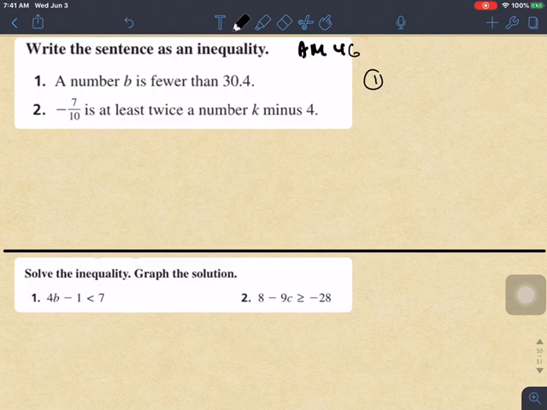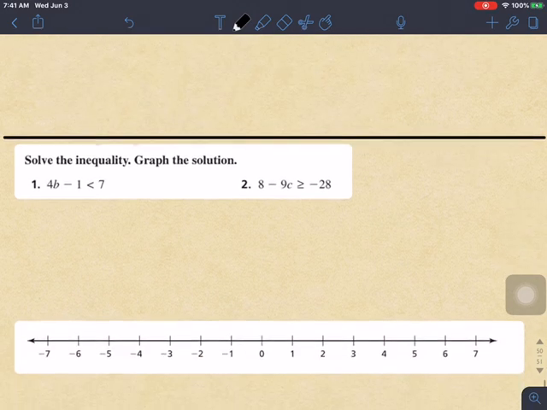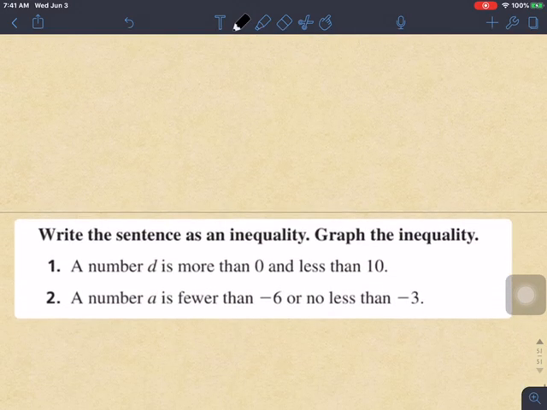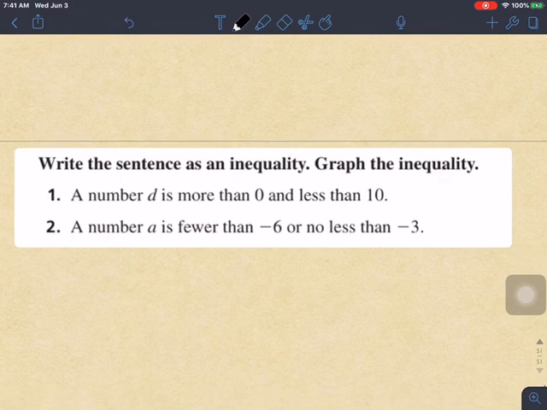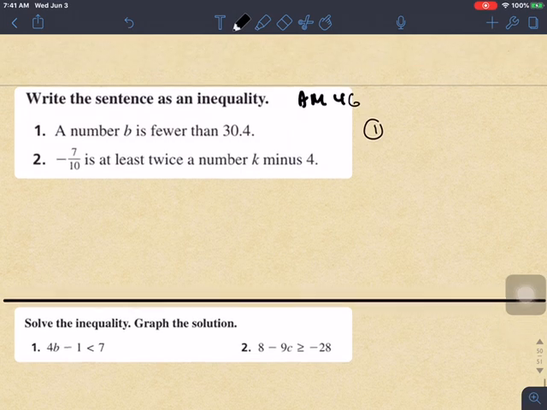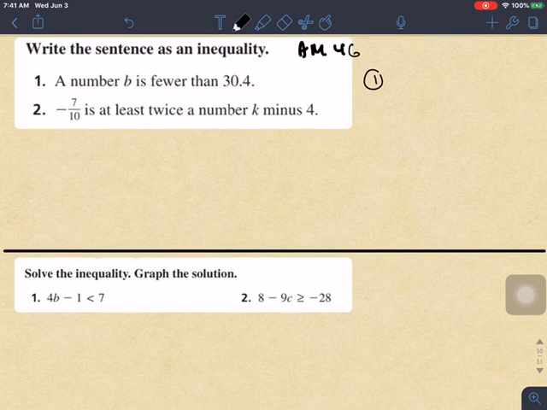So, first thing is write the sentence as an inequality. The second one is solve the inequality, graph the solution. And then the last one is write the sentence as an inequality, graph the inequality. So we're going to be doing all of those things. We're going to start right here.